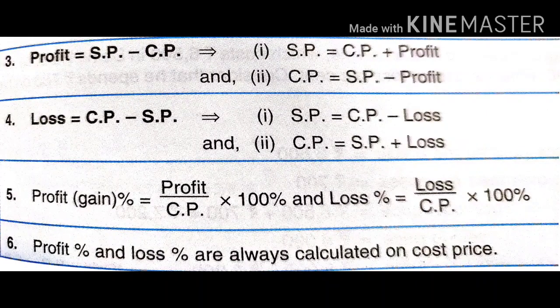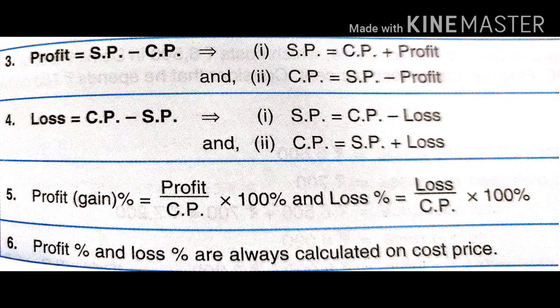How to calculate profit? Formula number 3. Check here, selling price minus cost price, and the same just reverse. Loss. When do we have loss? If we buy a certain article and we sell the article at less than the cost price, then we will have loss. How to calculate it? Cost price minus selling price.